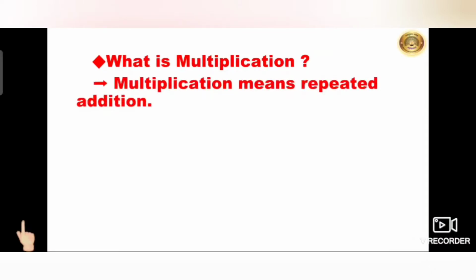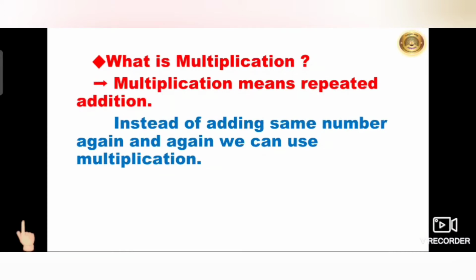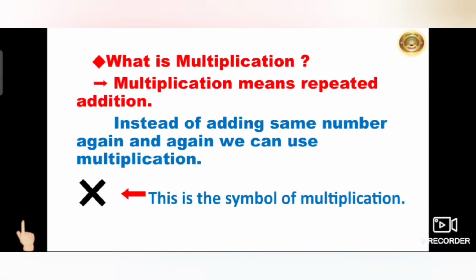Multiplication means repeated addition. And instead of adding the same number again and again, we can use multiplication. And this is the symbol of multiplication. The symbol is also called as into.